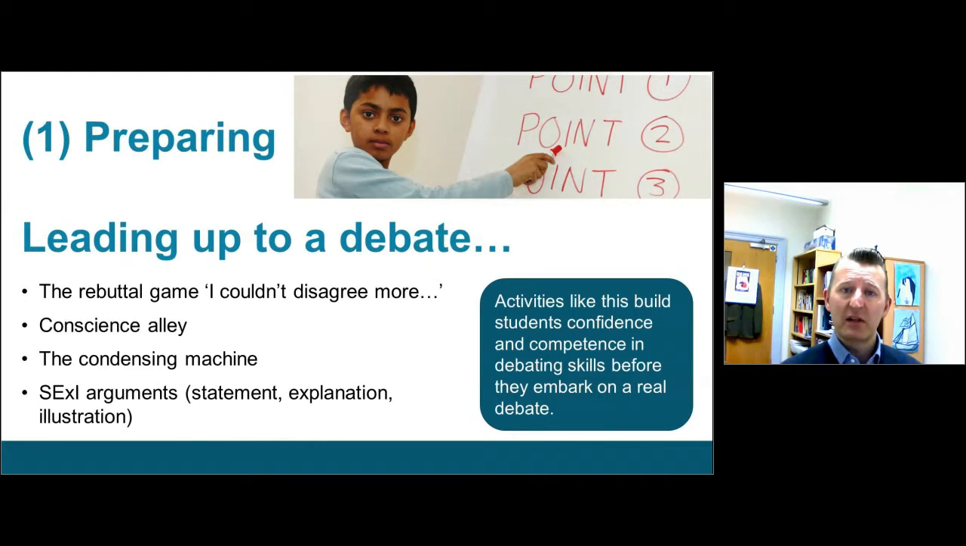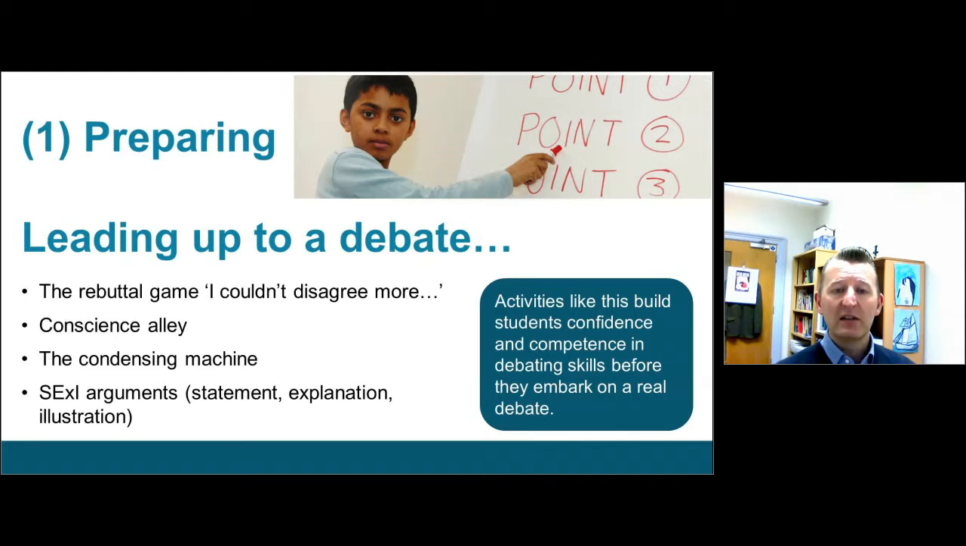In the condensing machine, you're encouraging children here to make succinct, focused speeches. So the condensing machine, you ask someone to tell a story in 2 minutes. It might just be the story of what they did yesterday. And then the next person in the group has to retell that story in 1 minute. And then the next person has to tell it in 30 seconds. Then 15 seconds, then 10 seconds, and possibly even 5 seconds. And the whole point of this is to help children practice identifying the most important points and cutting out the excess detail. And this helps them be really clear in the way they structure their communication in a debate.